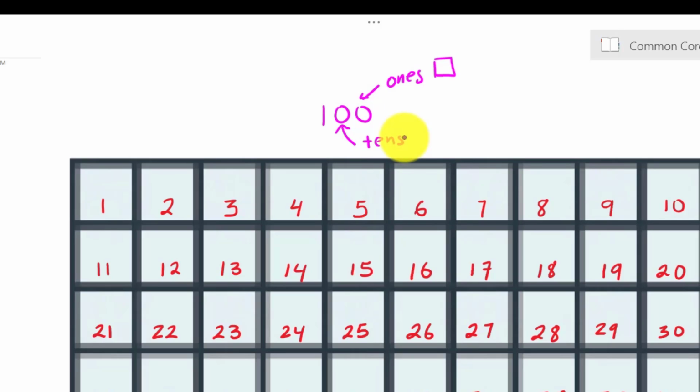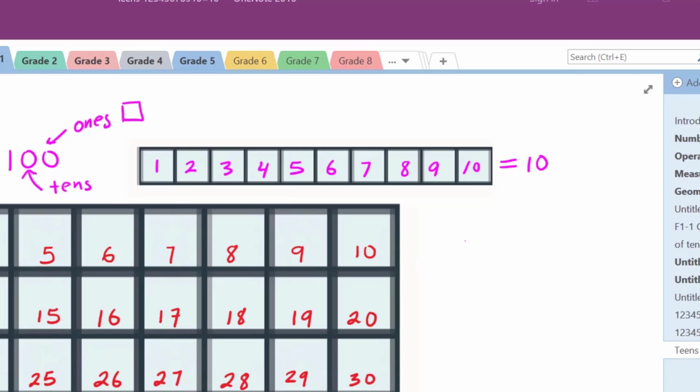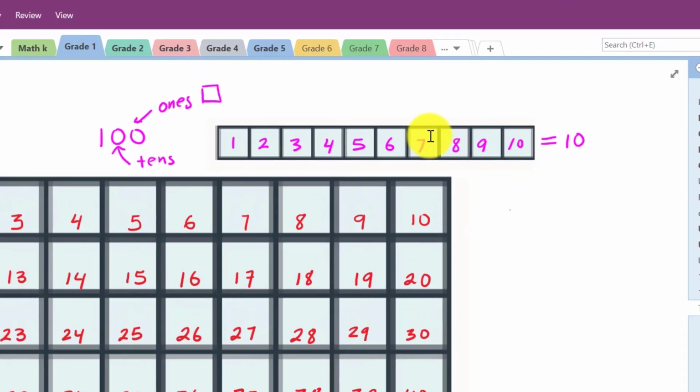So what does the word tens mean? Well, 10, let's count. 1, 2, 3, 4, 5, 6, 7, 8, 9, 10. And notice how this whole entire thing represents 10. So I'm gonna draw that. So this is the tens. One of this whole entire thing is equal to 10 little boxes. That's why we call it tens. And that's the tens place.